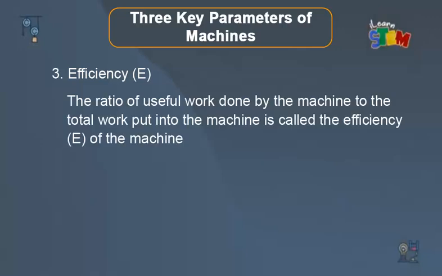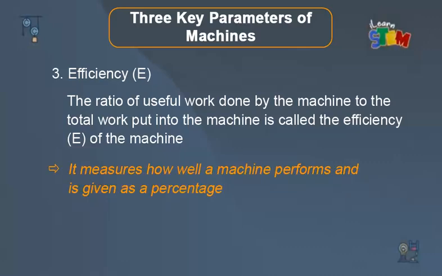3. Efficiency. The ratio of useful work done by the machine to the total work put into the machine is called the efficiency of the machine. It measures how well a machine performs, expressed in percentage, and is defined as efficiency equals MA over VR times 100%. In an ideal machine, we assume that the mechanical advantage is equal to the velocity ratio, and the efficiency is 100%. This means there is no energy loss in the system.